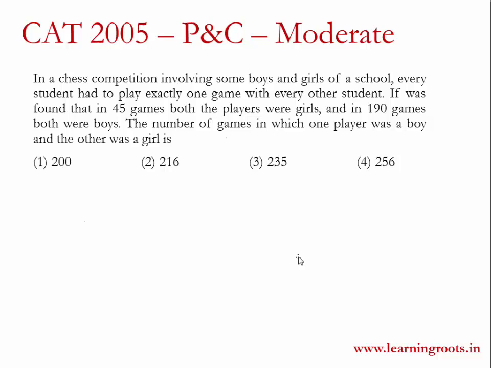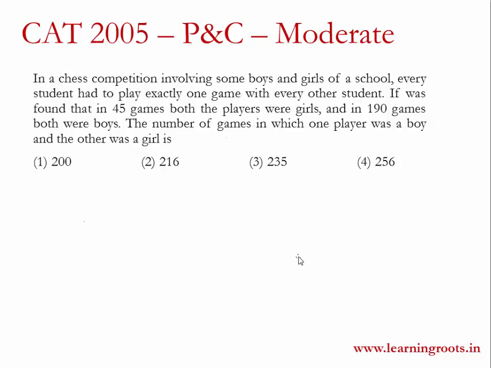Hello. So today we are going to look at a CAT 2005 problem, and this problem is of moderate difficulty level and from permutation and combination. The problem says that in a chess competition involving some boys and girls of a school, every student had to play exactly one game with every other student. It was found that in 45 games both the players were girls and in 190 both were boys. The number of games in which one player was a boy and the other was a girl is.